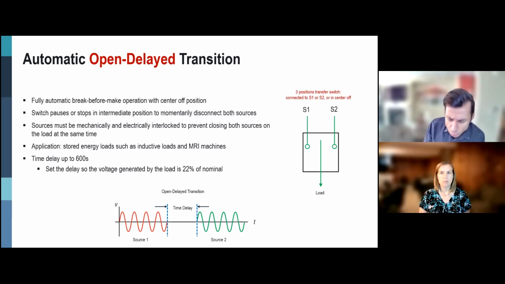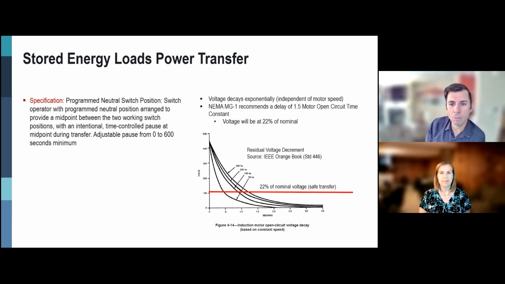Typical time delays: how long should you wait? Well, you can use the IEEE Orange Book and NEMA MG1. You can do the calculation, and there is an Excel sheet out there that can do that for you. There are multiple methods that can be calculated, or you can use what NEMA says. They say just use 1.5 times the motor open circuit time constant. That should be listed on the motor spec sheet, or if it's a big MRI machine or big capacitor, you can verify that with the vendor who is supplying it.